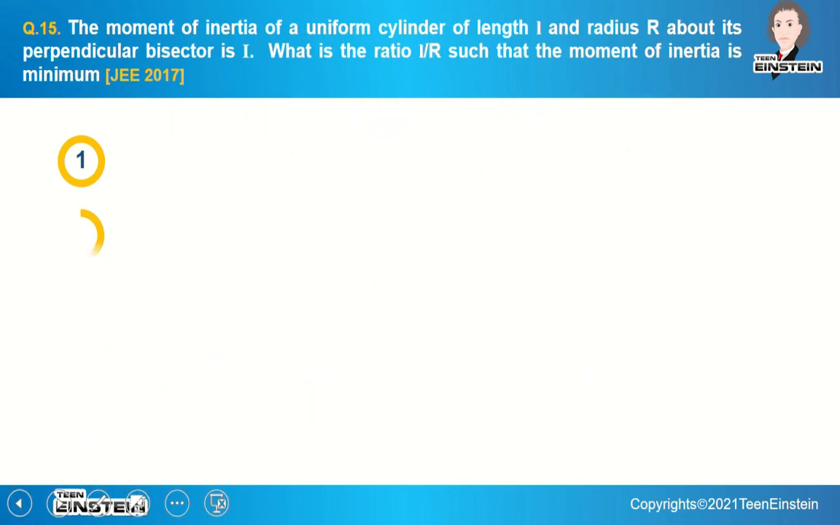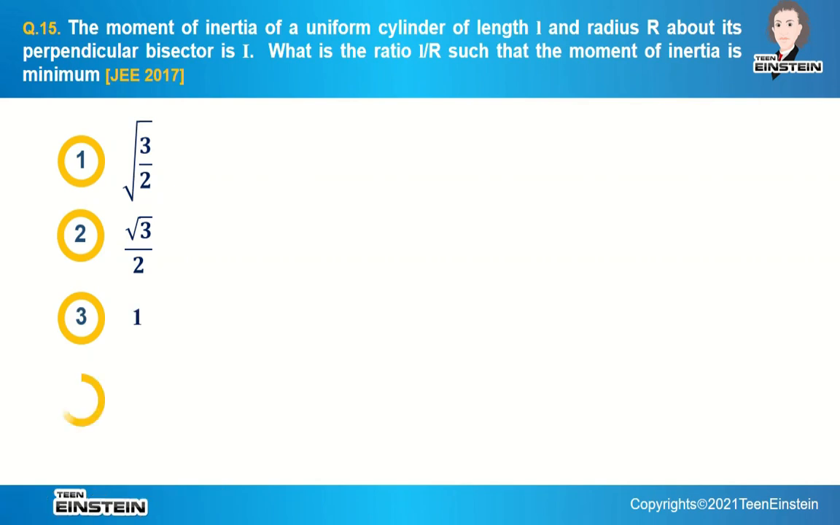Okay, the next question is, the moment of inertia of a uniform cylinder of length L and radius R about its perpendicular bisector is I. What is the ratio of L by R such that the moment of inertia is minimum? Given here, they have given the length of the cylinder as L and radius as R, and I is the moment of inertia.